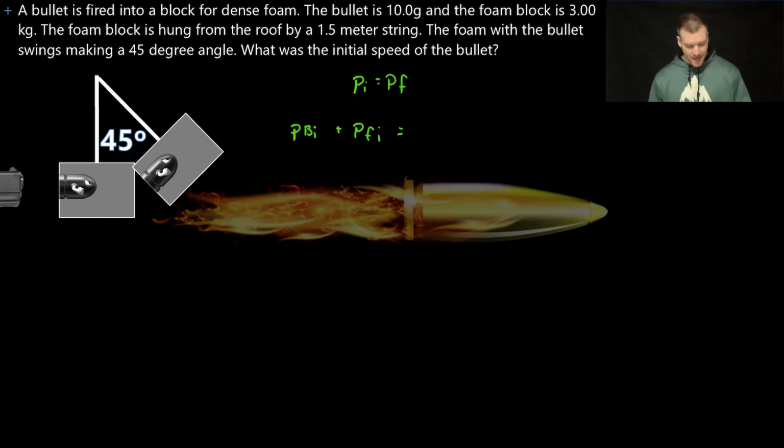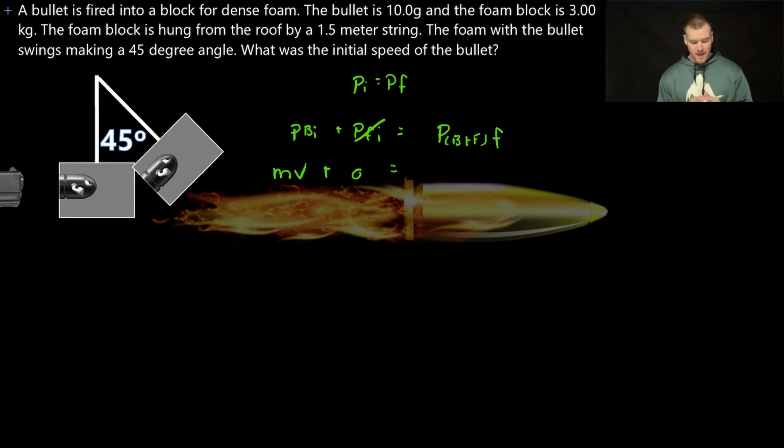At the end, I have them together. This would be a hit and stick collision from the last lesson. So I have the momentum of the bullet plus the foam together at the end. Okay, that's our setup here, because we go from two separate objects to one together. The bullet definitely has momentum at the start, so I'm going to put mv, plus the momentum of the foam at the start, which is just sitting there stationary. So that actually is just 0.